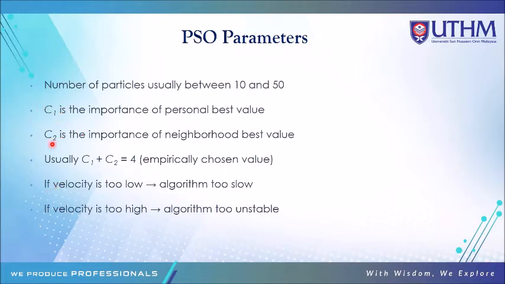This parameter will affect the velocity equation that I have shown before. If the velocity is too low, the algorithm becomes too slow. If the velocity is too high, the algorithm is too unstable. So we need to do experiments to ensure that we can satisfy the convergence, and then we can determine the global solution.